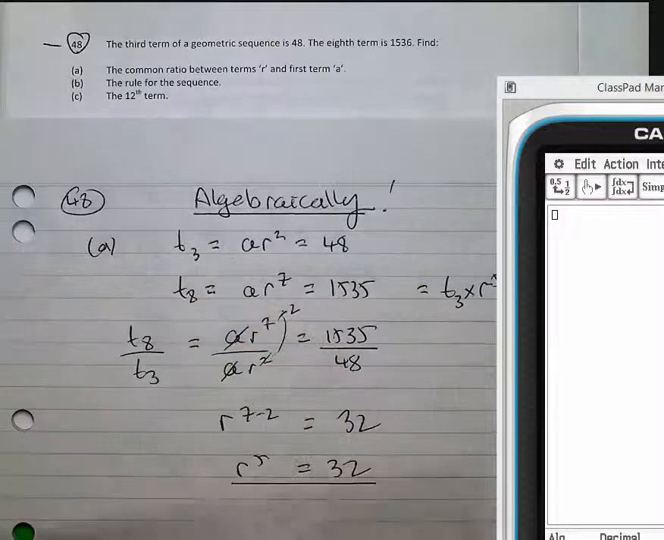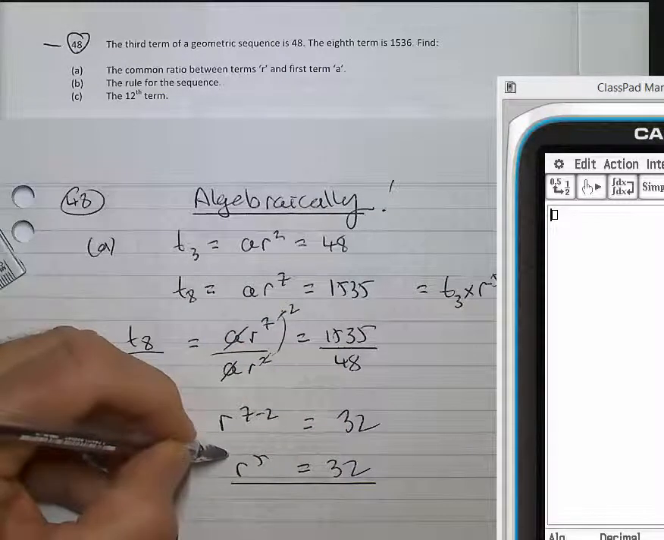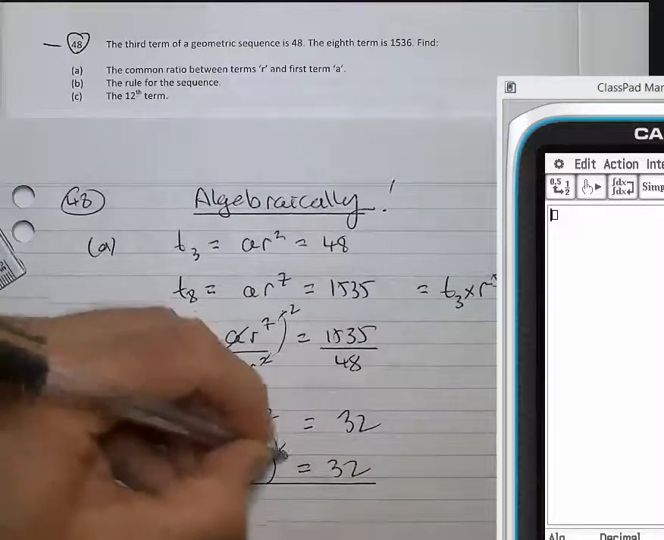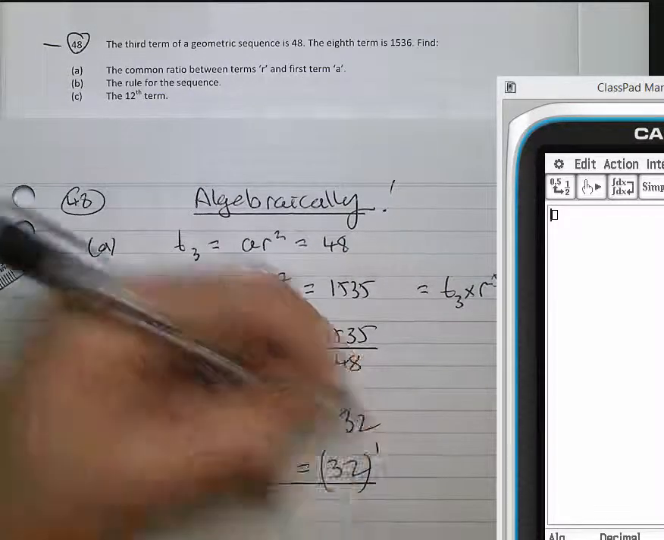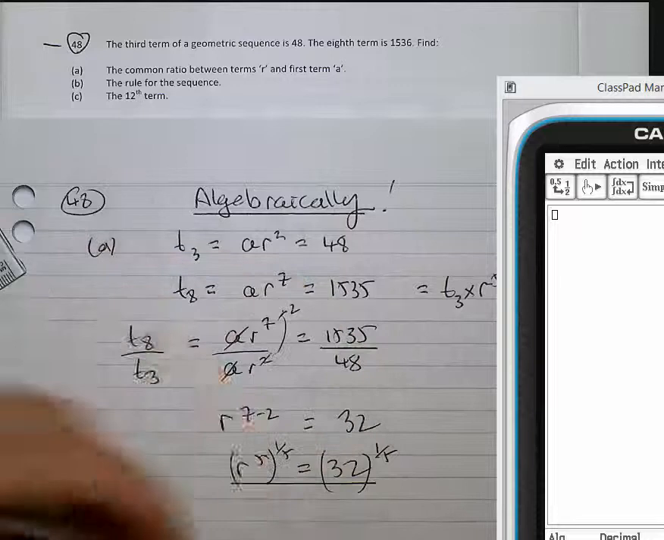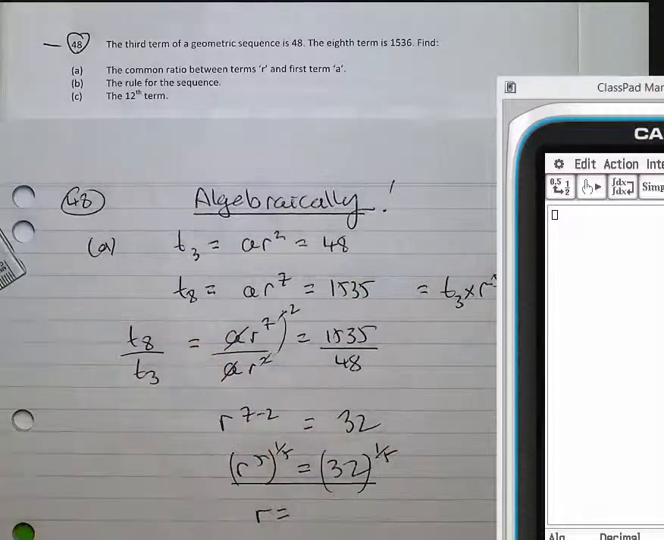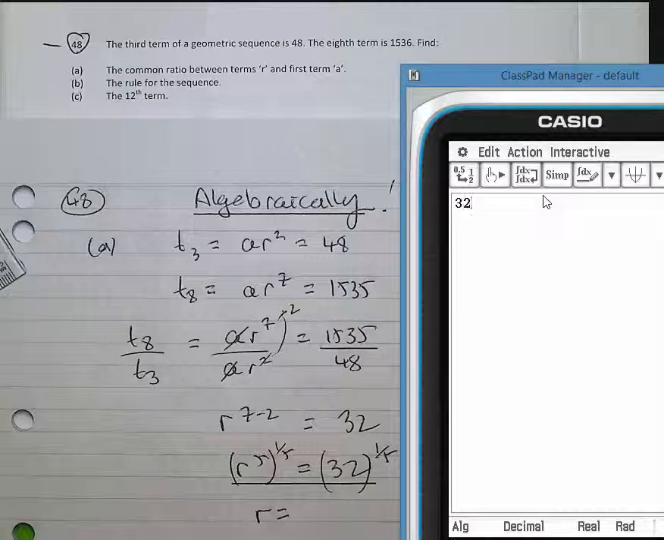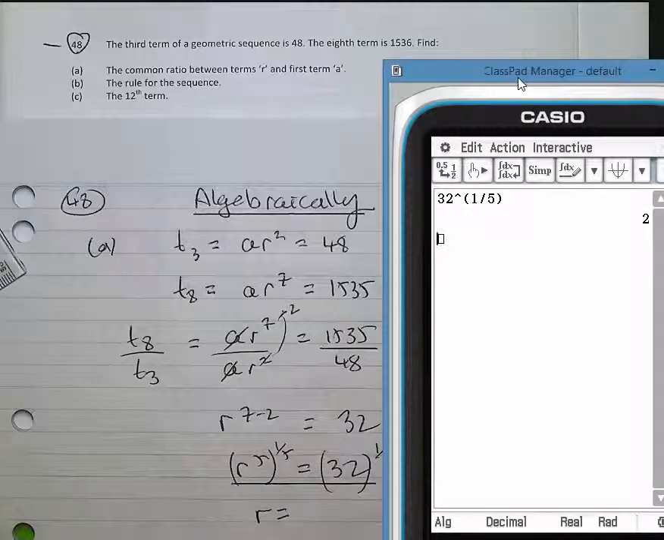Now that's not really an answer. I've really got to raise both sides to the power of 1/5 in order to undo this situation so I can find r. So what I do on my calculator, I get 32 and I raise it to the power of 1 divided by 5. And that will give me a common ratio of 2.